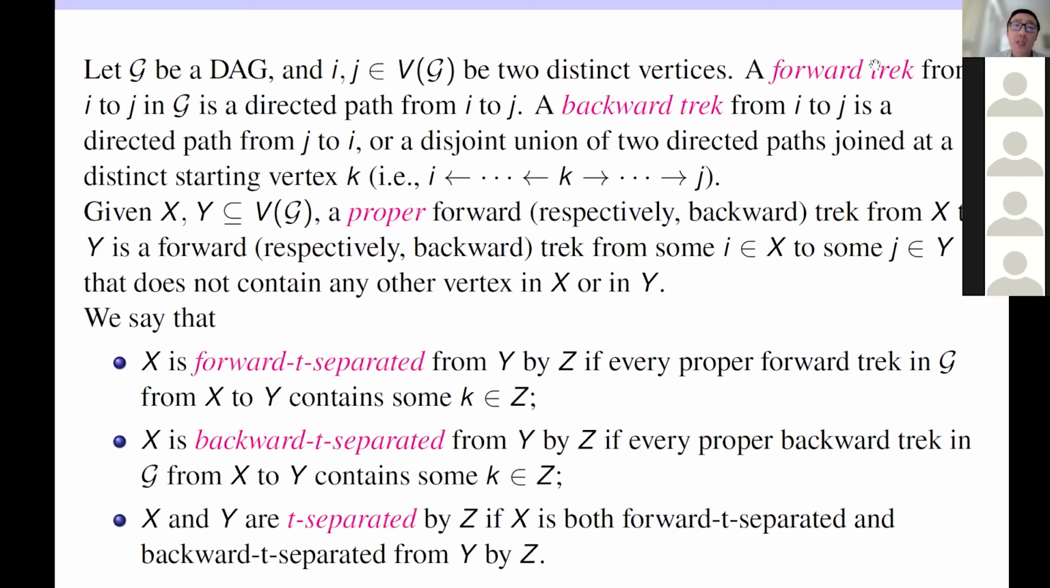Now, a forward track from a variable I to a variable J is just a direct path from I to J. But the backward one, think of backdoor if you are familiar with Pearl's notion, a backward track is a track between I and J that's into I. A forward track from I to J is a track out of I. A backward track is into I. Forward T separation is basically saying that all the forward tracks are blocked. So X is forward T separated from Y by Z just means that every forward track is blocked. Backward T separation is the same thing. And T separation just means that it's both backward T separated and forward T separated.